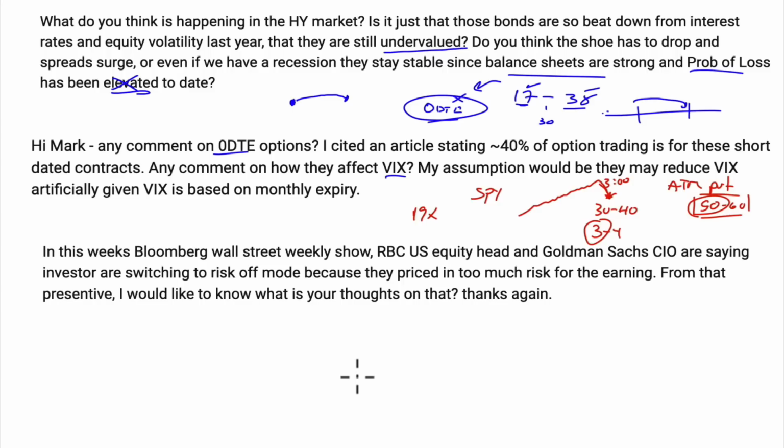In this week's Bloomberg Wall Street Weekly show, RBC US equity head and Goldman Sachs CIO are saying investors are switching to risk-off mode because they priced in too much risk for their earnings. From that perspective, I would like to know what your thoughts are on that.